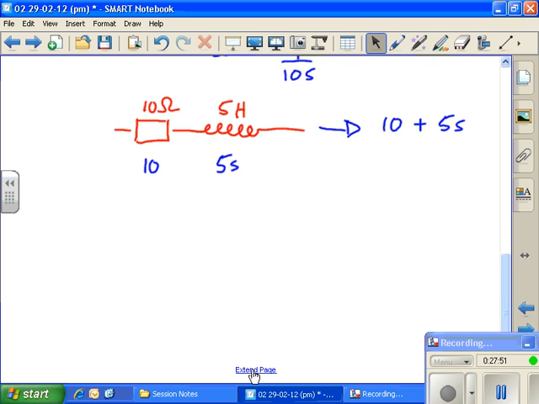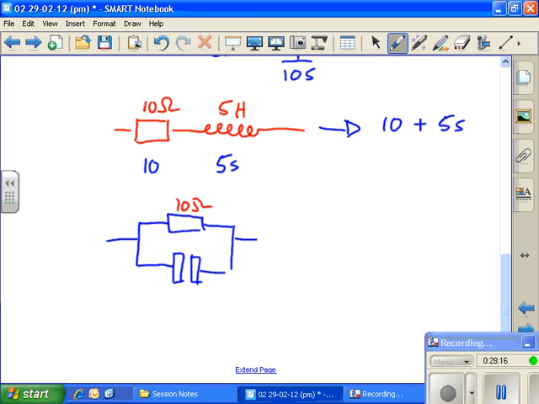What about this one? Change colour for this one. Parallel combination of a 10 ohm and let's make it a little bit more realistic this time, shall we? A 20 farad capacitor.